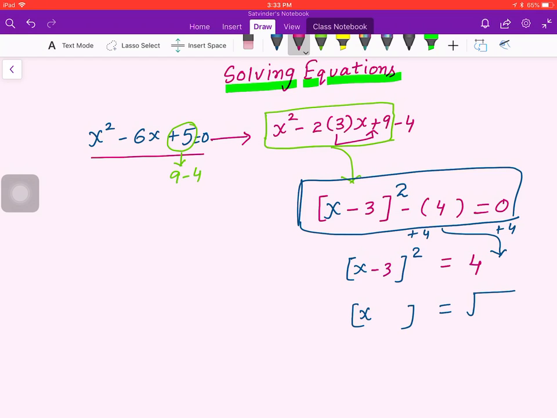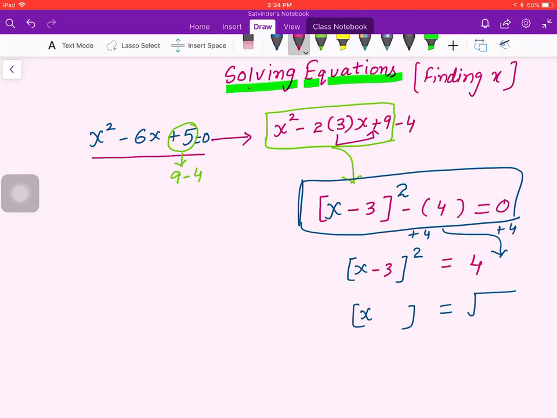Now when you say solving equations, it means finding x, the value of the variable. So to solve this equation, or find x, we have to get rid of this square sign. You know, to get rid of the square sign, you should take the square root.